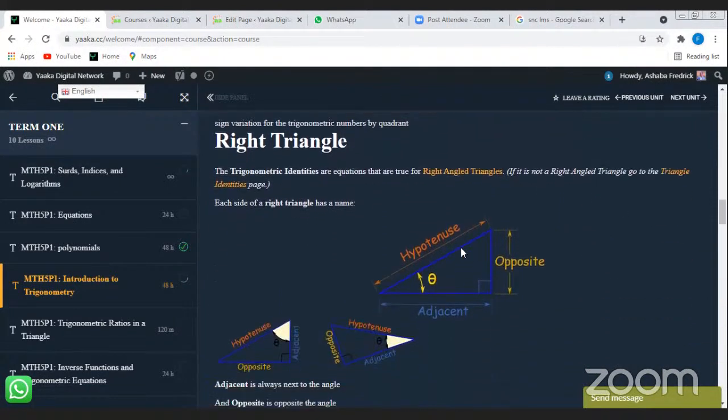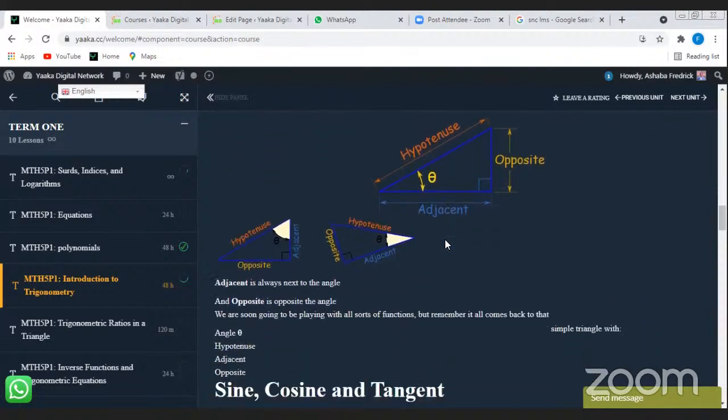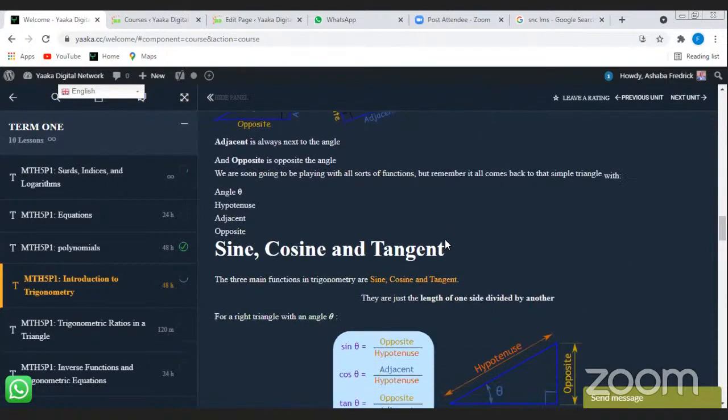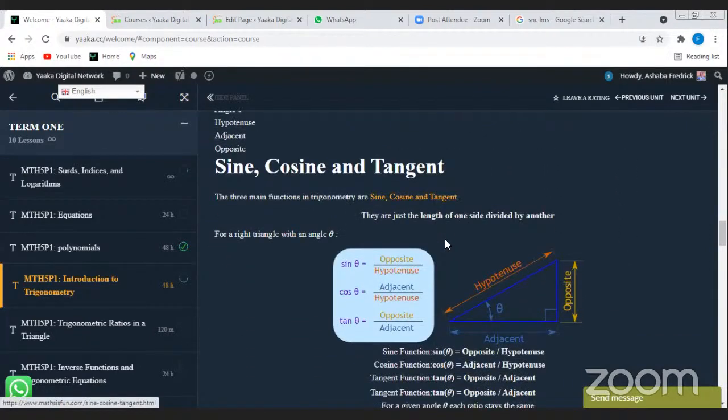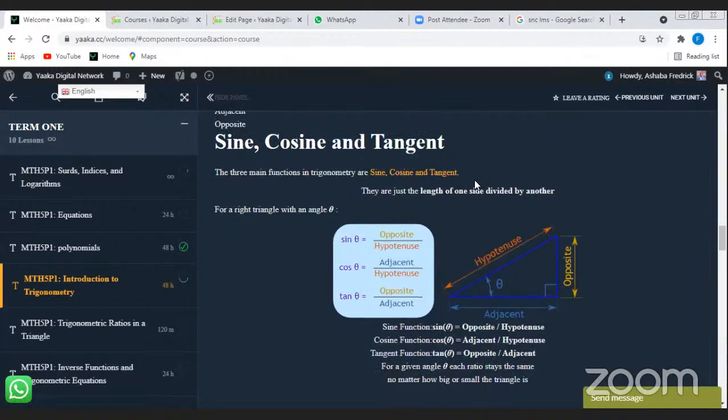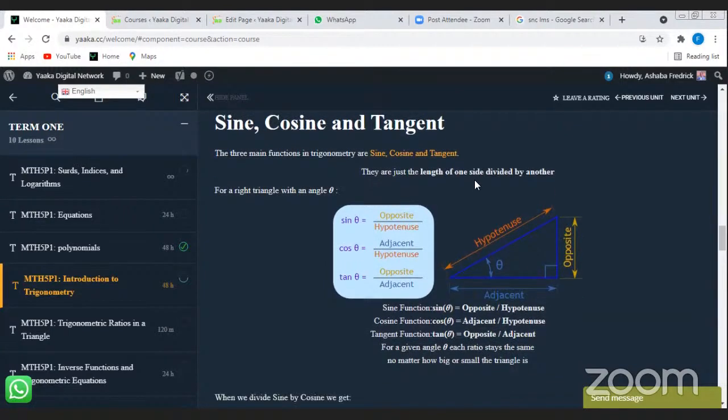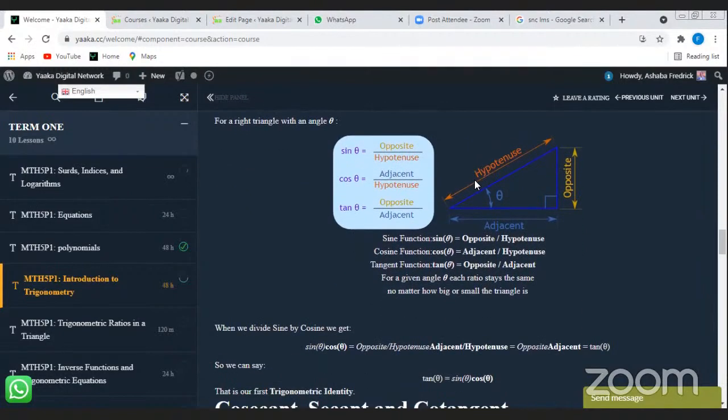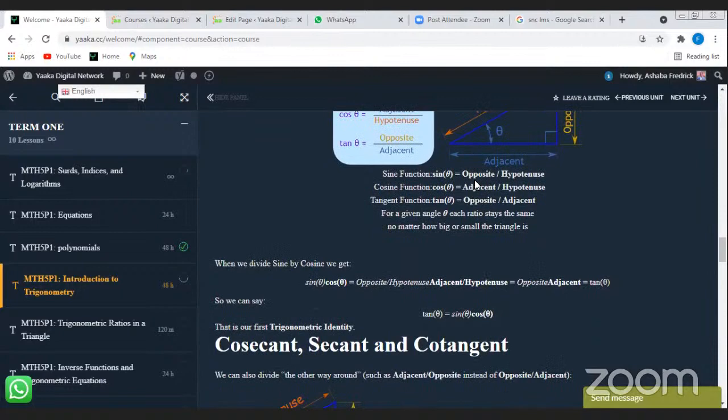Okay, then when we come to the right-angled triangle, this one we already know. If this is the angle and this is the 90, the side which bears the angle and the 90 degrees is the adjacent, then there is an opposite side, and the longest side is the hypotenuse. Then we have sine, cosine, and tangent. That one I think you covered from your O level.